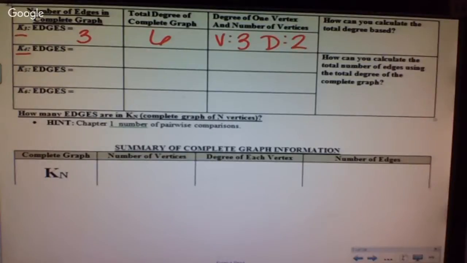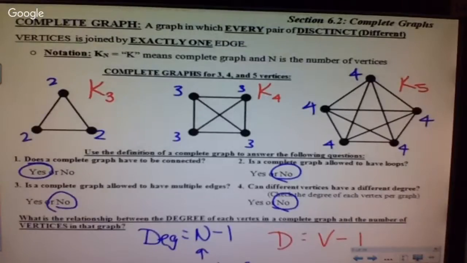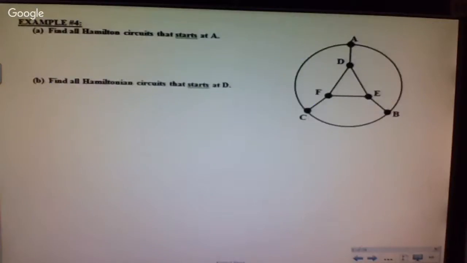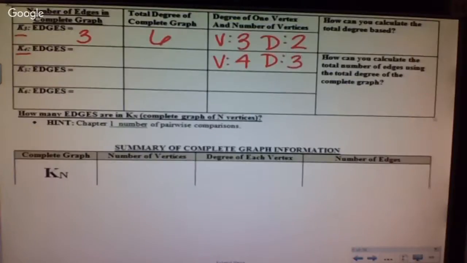K sub 4. That means how many vertices? 4. Which means how many degrees? 3. Let me go back. Here's K sub 4. If I have 3 at each vertex, what's my total degree? 12. How many edges are in this one? How many lines? 1, 2, 3, 4, 5, 6. So 6. Hold on. So we've got 12 for a total degree, and we just said that we have 6 edges.